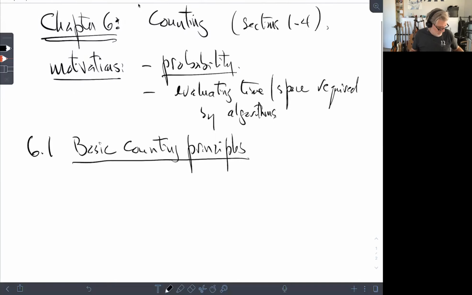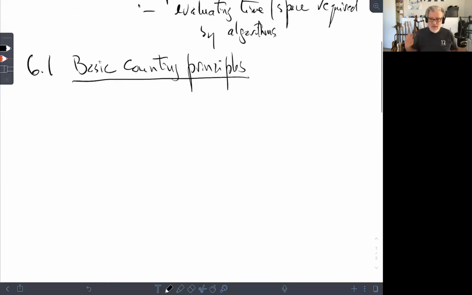Okay, but let it be said that basic counting principles are based on bijections. So that's what counting is. It's just basically, yes, thank you. Thank you for your encouragement. It is. Okay, so all based on bijections.